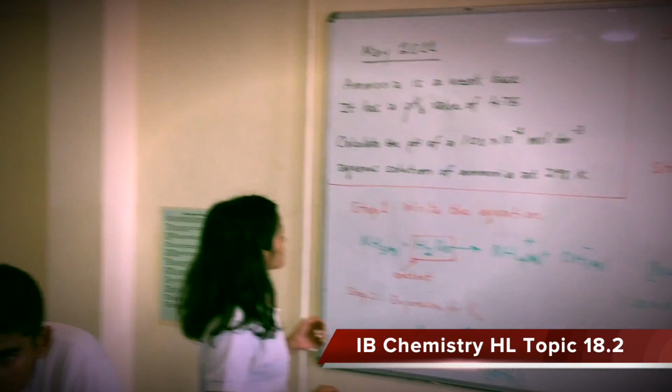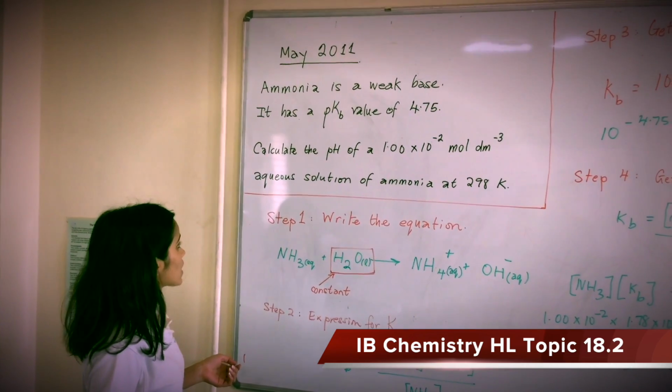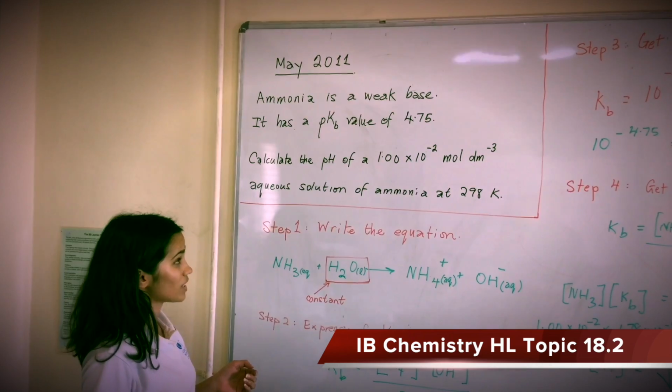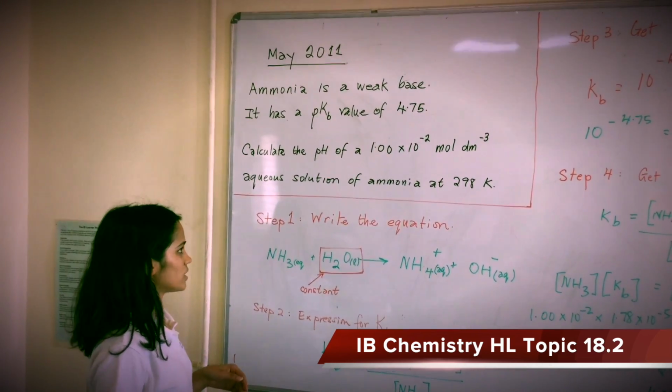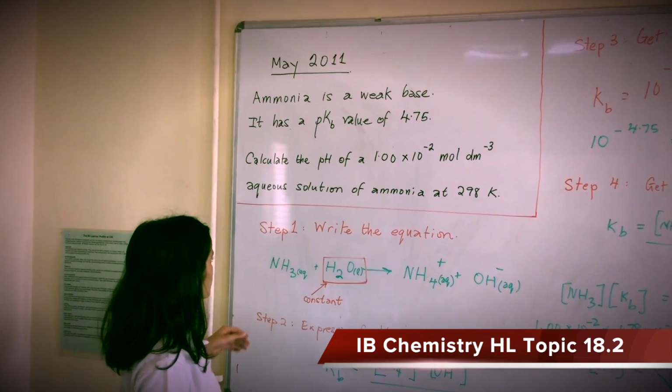The question reads, ammonia is a weak base. It has a pKb value of 4.75. Calculate the pH of a 1.00 × 10^-2 molar aqueous solution of ammonia at 298 Kelvin. And since it's at standard temperature, that's something we don't have to worry about.